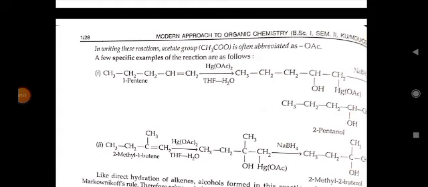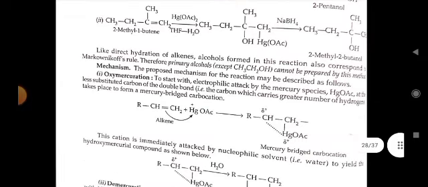A few specific examples of the reactions are as follows: 1-pentene in the presence of mercuric acetate and tetrahydrofuran-water gives this compound, which in the presence of NaBH4 gives 2-pentanol. Like direct hydration of alkenes, alcohols formed in these reactions also correspond to the Markovnikov rule. Therefore, primary alcohols except ethanol cannot be prepared by this method.